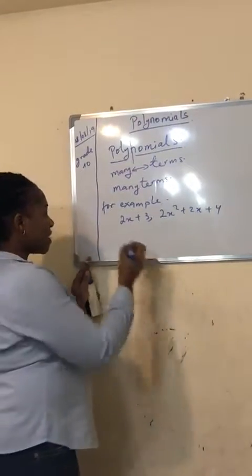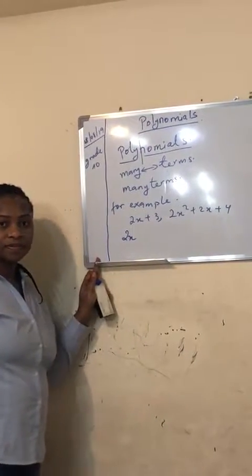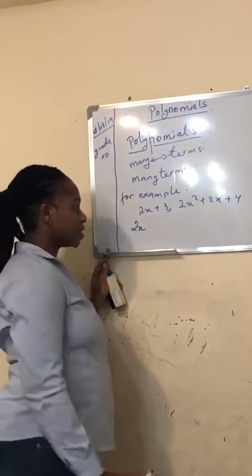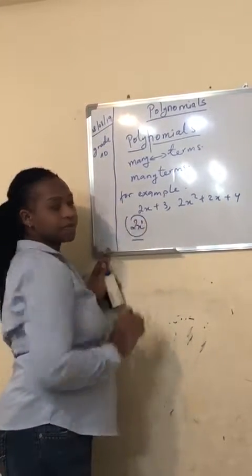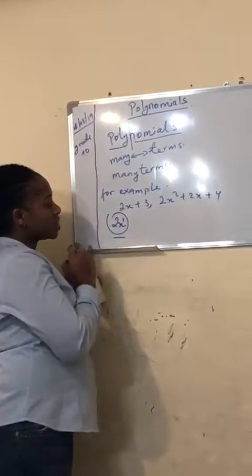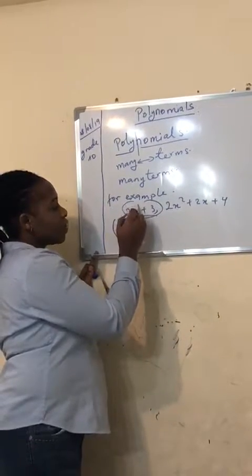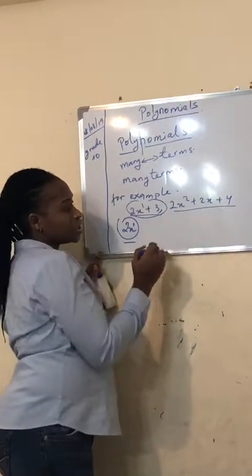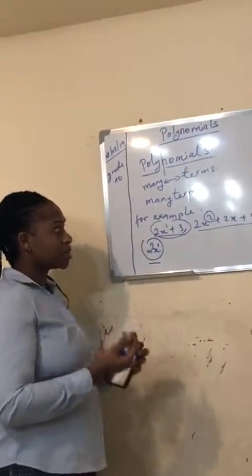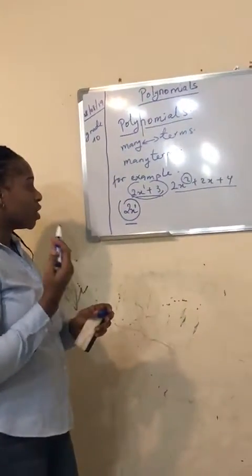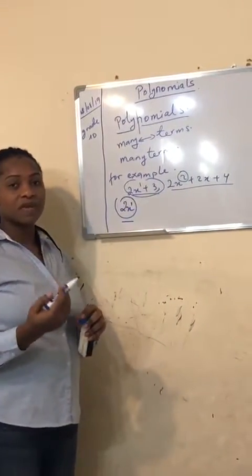But I would like to ask, if I write 2x, is it a polynomial? Yes, it is a polynomial. It is a polynomial with one term of degree 1. Likewise, this term is also a polynomial with degree 1, and this expression is also a polynomial with degree 2. So hence, we can define polynomials as an expression with more than one term having degrees.